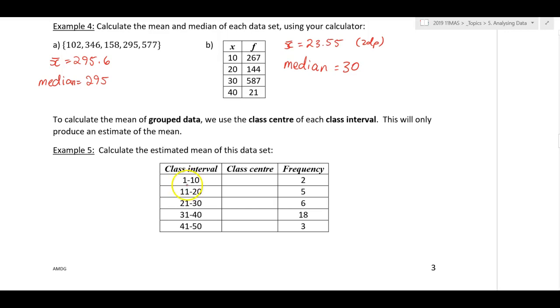So the class center, all we do is we add these two numbers together. 1 and 10 is 11, that is 5.5. And so on, 15.5, 25.5, 35.5, and 45.5, right? We're going to treat all of the scores as these centers because within the group, they must all be reasonably close to that center. So we put in the class center, and then I use that as my score and that as my frequency.